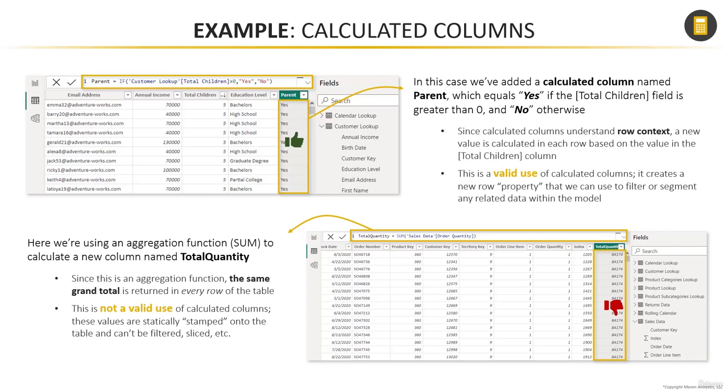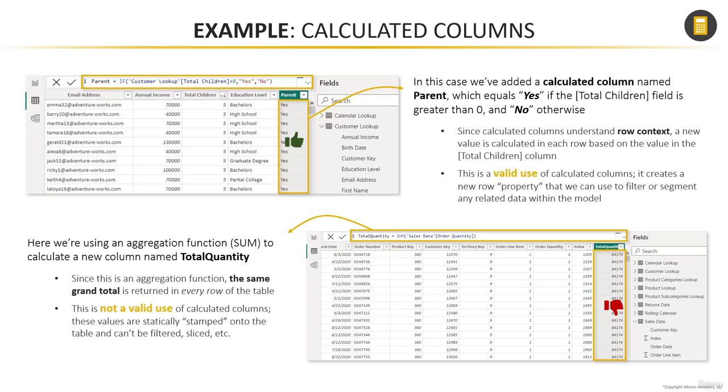So because of this, it's not a valid use for calculated columns. We've essentially just taken that grand total and stamped it into every single row in the table. And in doing this, we've created this static column of numbers that can't be filtered or sliced or subdivided in any way. So for cases like this, can you guess how we're going to handle it? That's right, we're going to be using measures, the other important application of data analysis expressions.